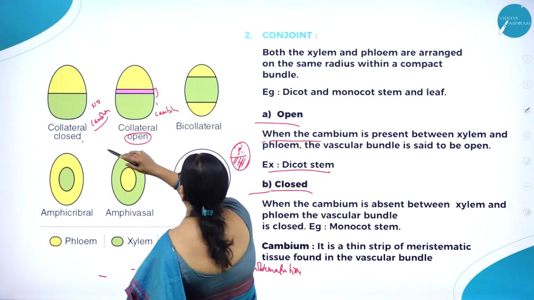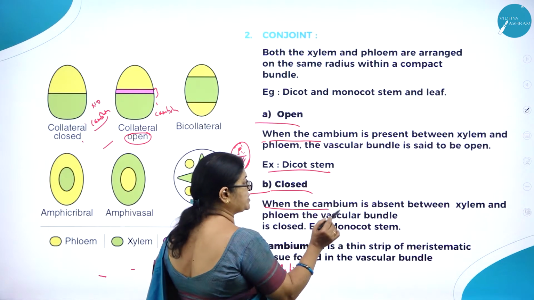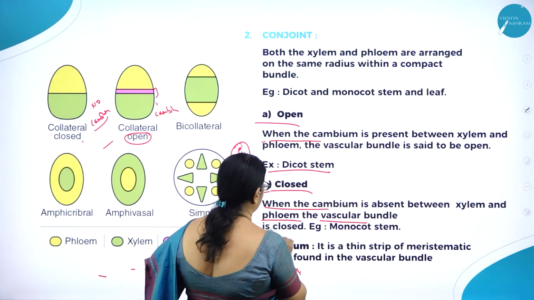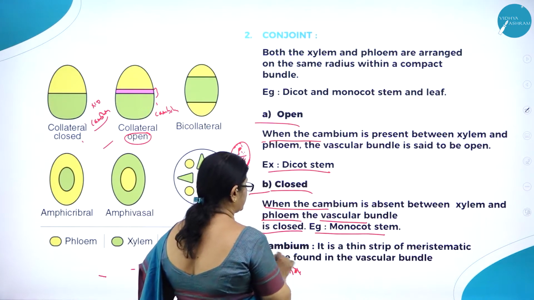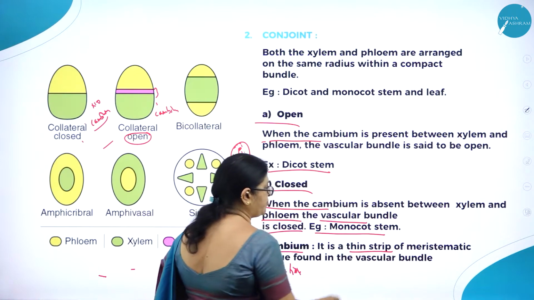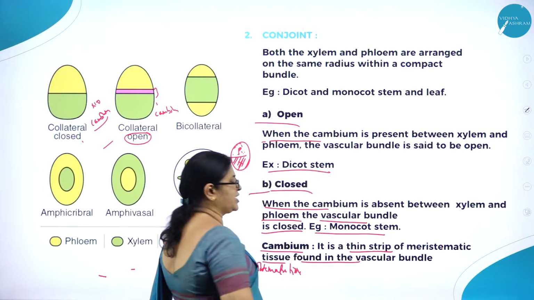When is it called closed? When the cambium is absent between xylem and phloem, the vascular bundle is called closed. Example, monocot stem. Cambium, as I said, is a thin strip of meristematic tissue found in the vascular bundle.